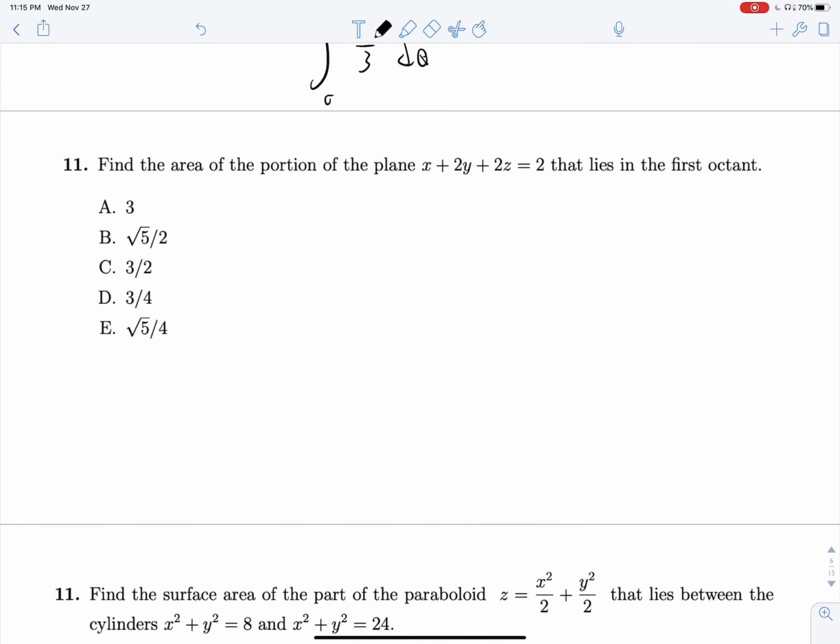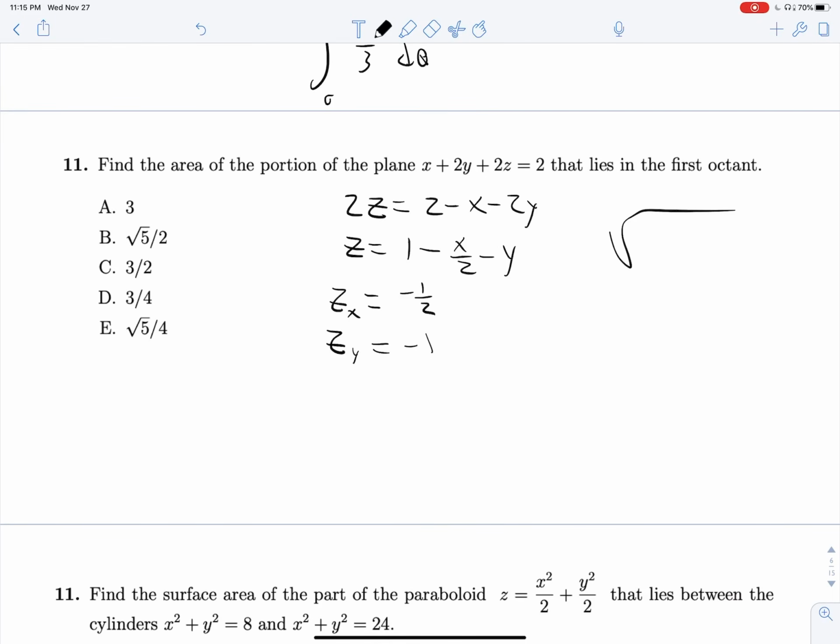Let's find the area of the portion of this plane that lies in the first octant. So we're going to practice doing this without graphing anything out. All we need is this in terms of z equals. Well, we can say that 2z is equal to 2 minus x minus 2y. So we can say that z is 1 minus x over 2 minus y. So our zx and zy are going to be negative 1/2 and negative 1 respectively.